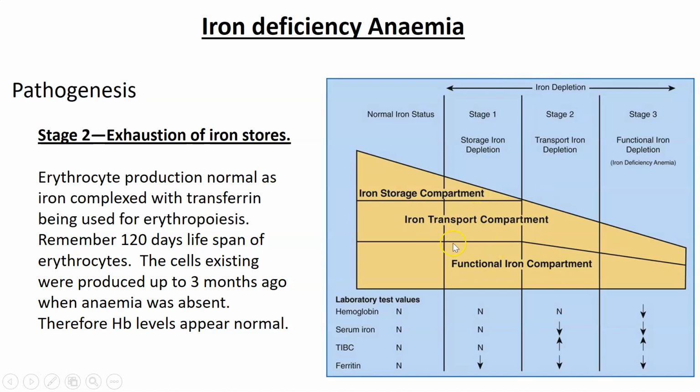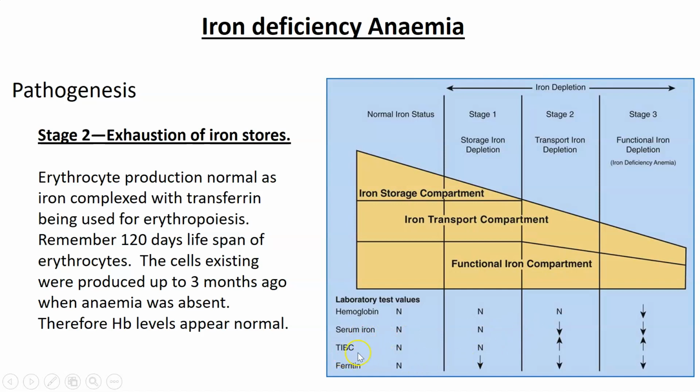Now, what's happened at stage 2 is that the iron transport compartment, so all the iron that's complexed with transferrin, is being used up now. The amount of hemoglobin is still normal because the iron that was being transported as transferrin in the transport compartment was being used to produce hemoglobin. So hemoglobin levels will still look normal. Serum iron will drop.